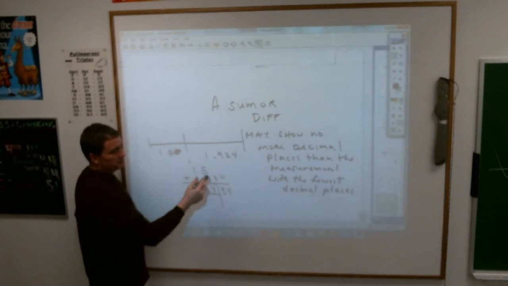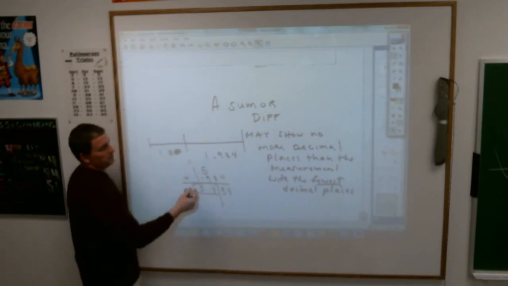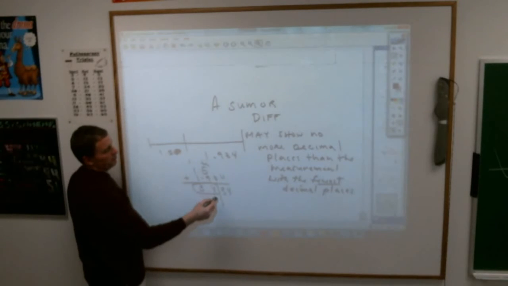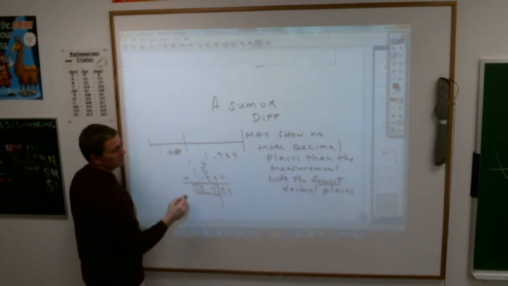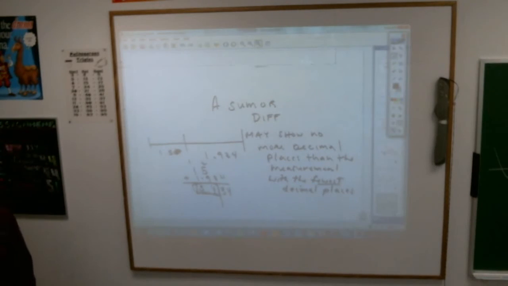So when you do this, they're saying you can only be as exact as the one with the fewest decimal places. This only had one decimal place, so your answer is only allowed one decimal place. Again, the basic gist is you can't get an answer more exact than what you started with, which is what you would need somebody to believe there. Isn't that very much exciting?